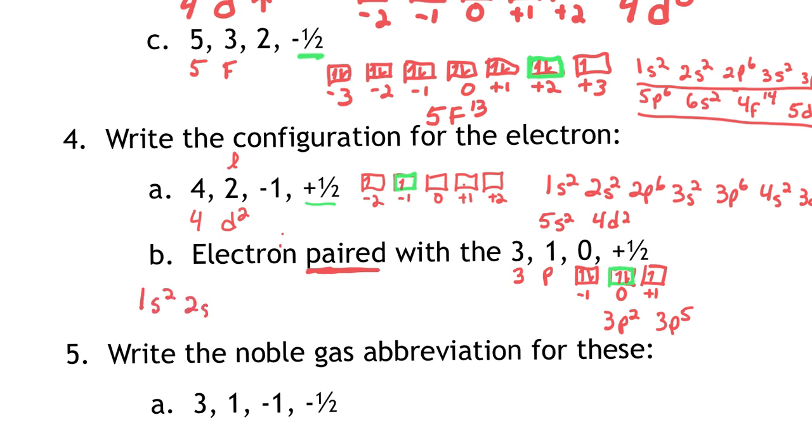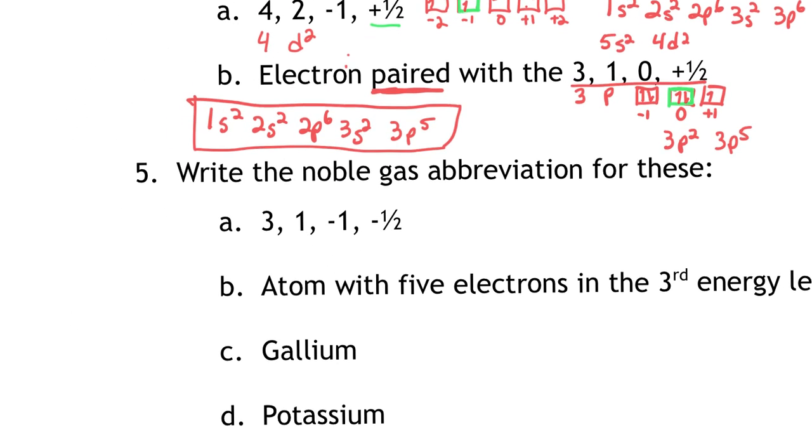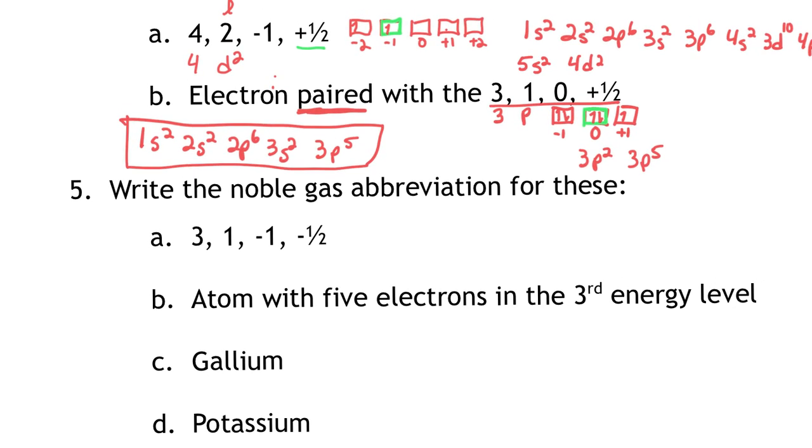1s2, 2s2, 2p6, 3s2, and 3p5 is going to be the one that's paired with the one that's described in these quantum numbers. So that is the answer for this configuration. That's a tricky question. Now let's shorten things up a bit and let's do noble gas abbreviations.